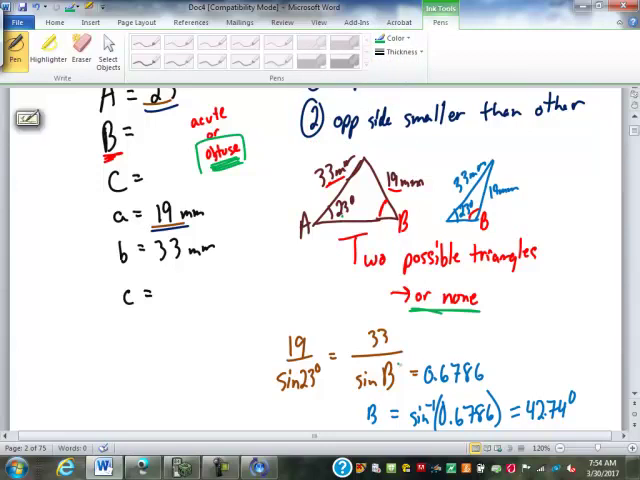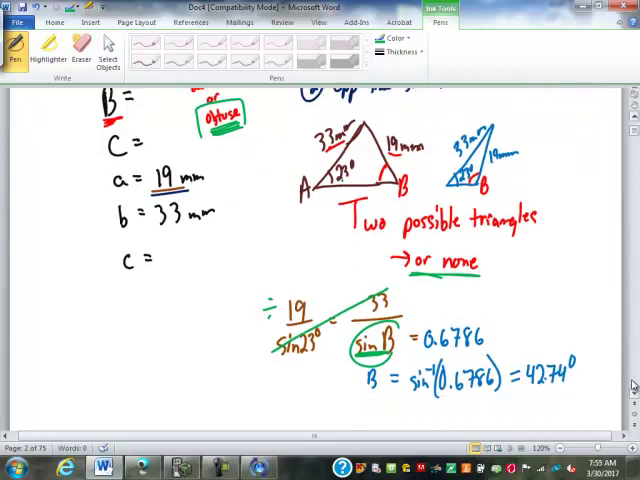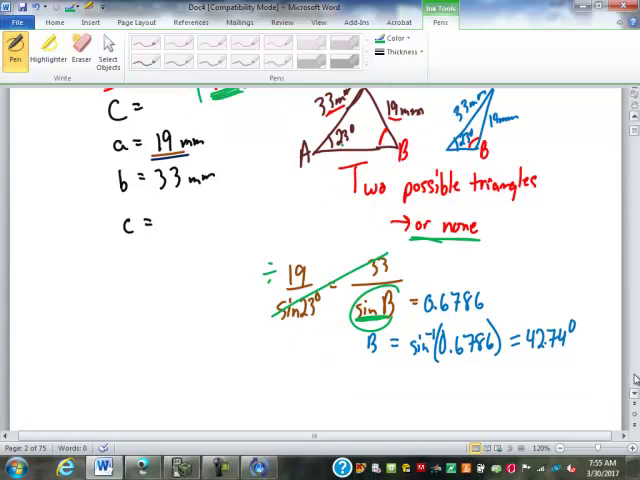Because when we cross multiply and divide, we get the value of sine of B. So then to get the actual angle, we have to do the inverse sine. Either way, obtuse or acute, if we're looking for an angle, we're going to have to do an inverse sine, because when we cross multiply and divide, that decimal that we get is the sine of that angle.